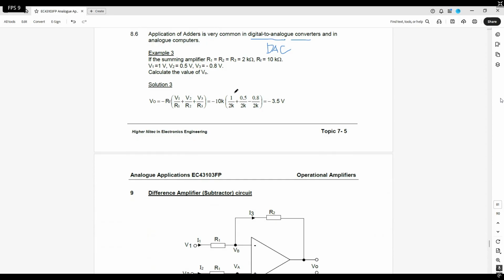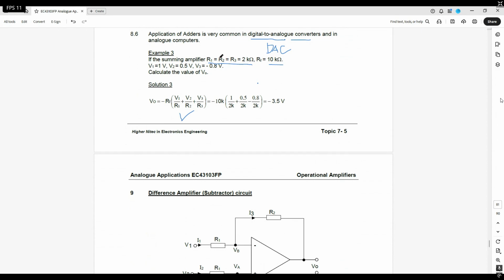Now we take a look at example 3, to do some calculation. Don't rush to do it first, but rather look at what is given to you. Here they say R1, R2, R3 are the same value, but not RF. Be careful, RF is 10K ohm. Take note. V1, V2, V3 voltages are given accordingly. If you want to solve this output voltage, we go back to the formula, which is this one.